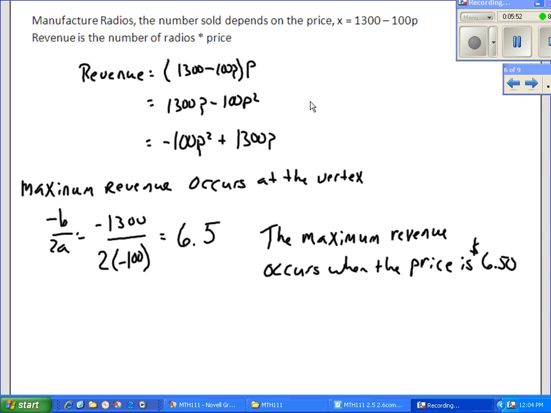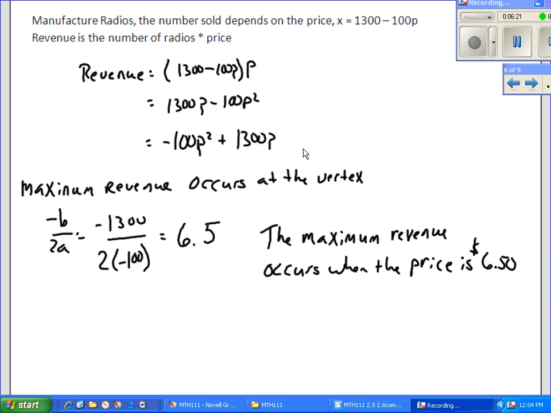So the number of radios sold depends on the price. So the number of radios x is 1600 subtract 100p, and the revenue is the number of radios times the price. So the number of radios is 1600 subtract 100p, and the price is p, and that's what gives me a quadratic function for the revenue. And I went ahead and rewrote it so it was in standard form with the p squared term first followed by the p. In this case, c is 0.